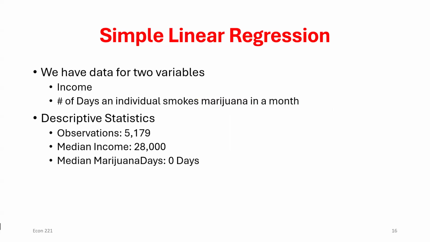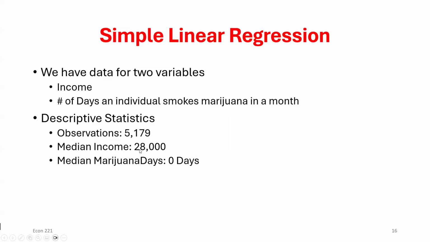So I had this data set. I'll show you some output from Stata that I was using. So I had income and I had the number of days someone smoked marijuana each month. I don't remember where I found this data set, but I had a lot of observations, right? 5,000. The average income, it was kind of older data, was like 28,000.